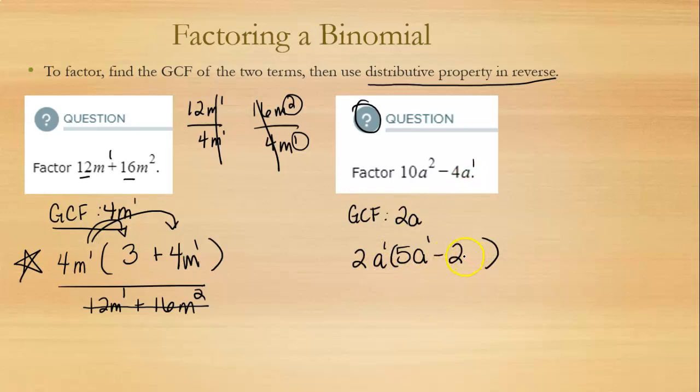They cancel out. This is your solution right here, but to show you what we're doing in reverse, if I were to reverse this, 2 times 5 is 10, a to the 1 times a to the 1 is a squared, 2 times 2 is 4, times a to the 1 is just a to the 1, which is what we started with.